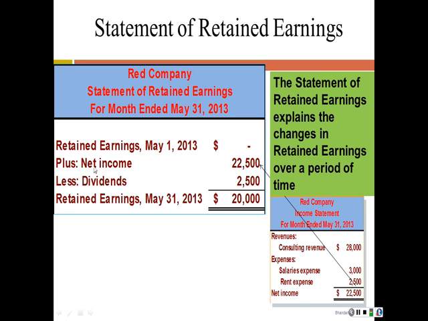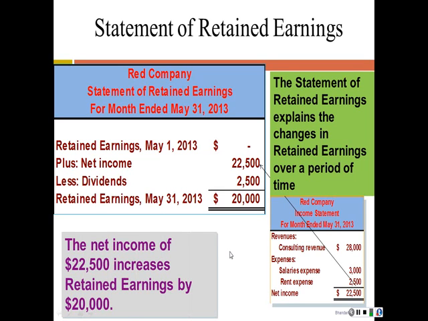To that beginning balance we added the net income, which comes from the income statement, and then we subtract out dividends, which if you look at our transactions for Red Company for May, dividends of 2,500 were paid, and so the resulting ending balance of retained earnings is $20,000. So this net income of 22,500 minus the dividends caused retained earnings to go up to $20,000.